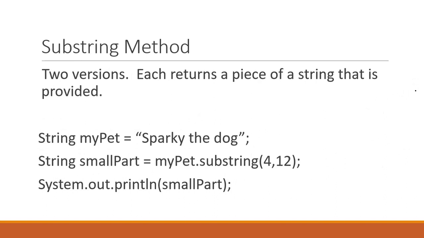There's also two things about the substring method. Remember, there's two versions of substring. Each version just returns a piece of the string that you asked about. Now, I have my pet is Sparky the dog, and I have a substring of 4, 12.